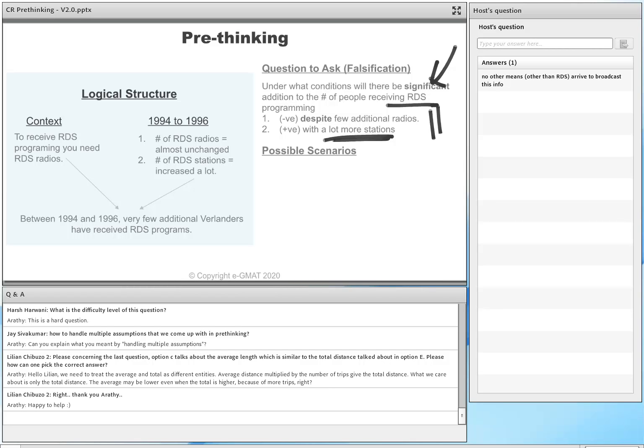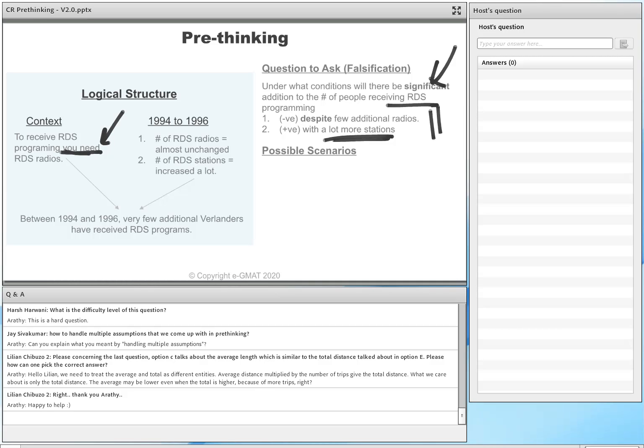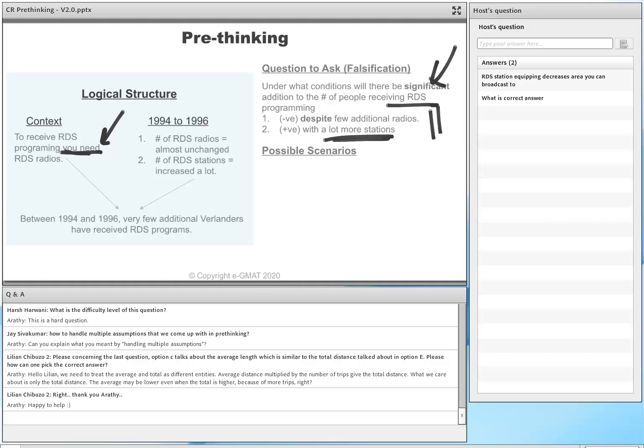No other means other than RDS to broadcast this info? No, that was given to you. That can't be an assumption. That would not be new information. When you say to receive RDS, you need these radios, which means there is no other way. So that's not new information, which is why the new information part is really important. We'll look at what the correct answer is. But now when you look at it, does this argument seem complex?